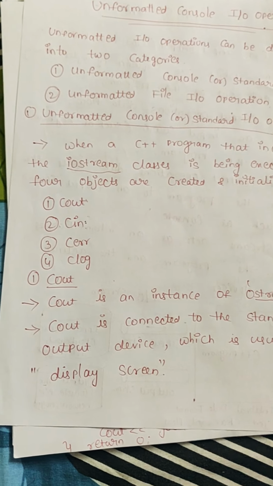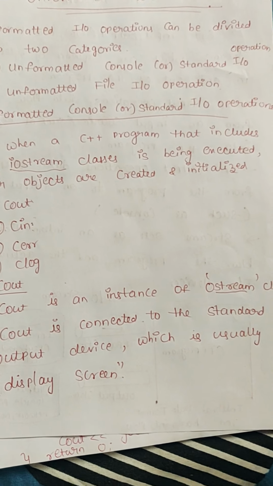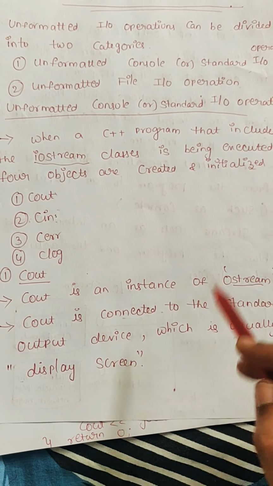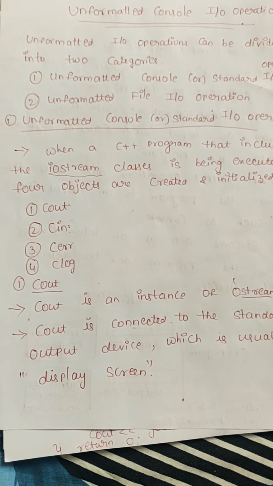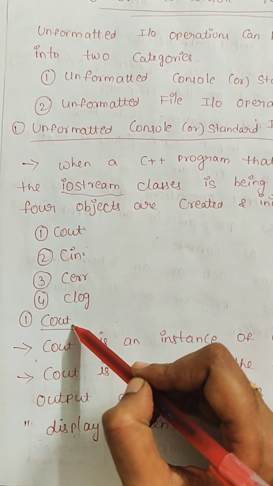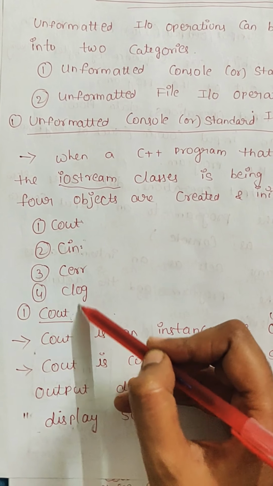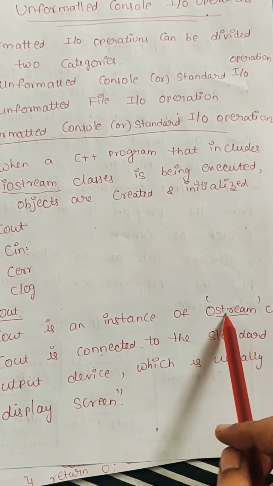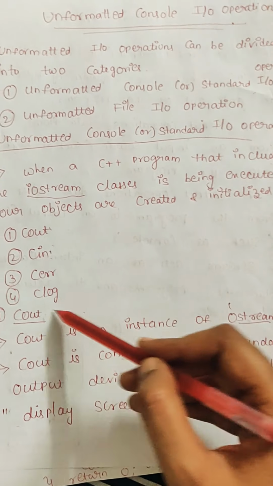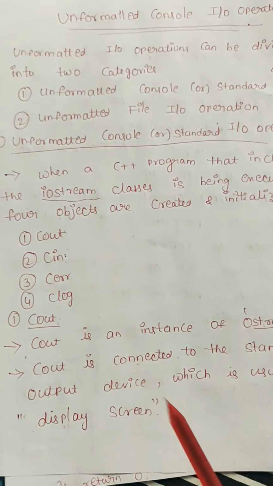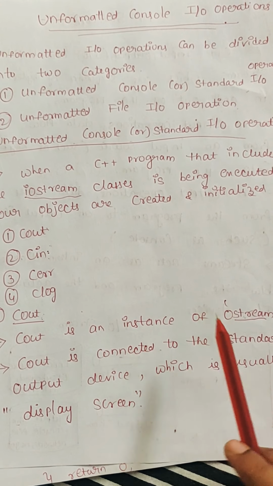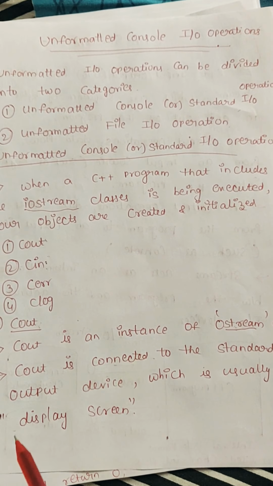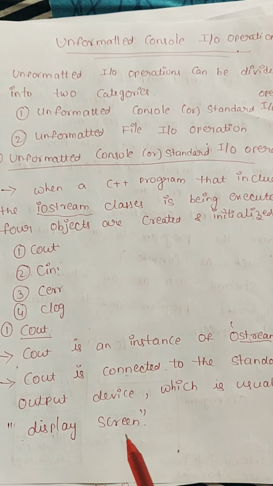So cout is connected to the standard output device, which is usually the display screen. Cout is for displaying, because "out" indicates the display outside. Cout is an instance of which class? These objects are all instances of iostream. In the same way, cout is an instance of ostream. Cout is connected to the standard output device, which is usually the display screen.